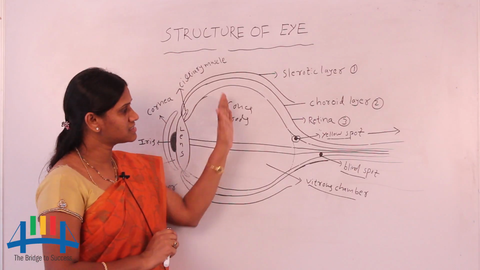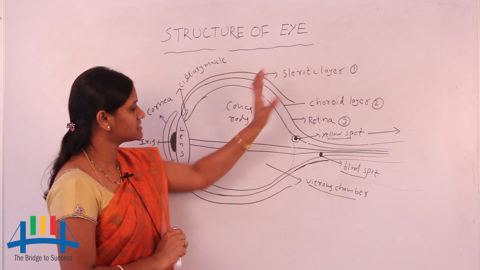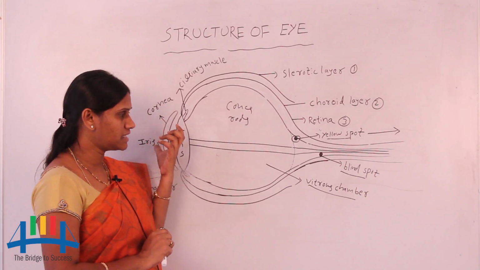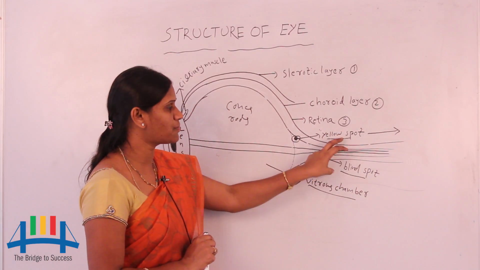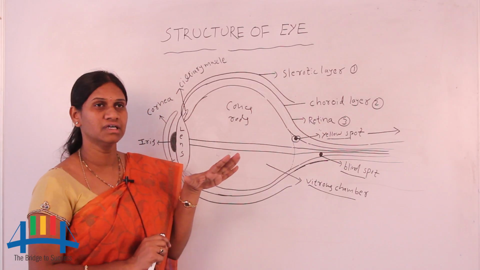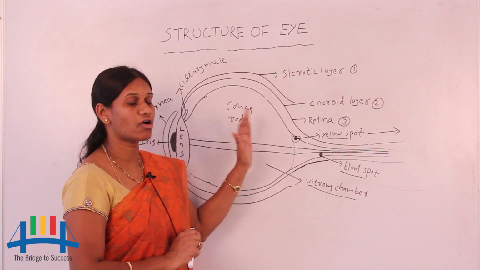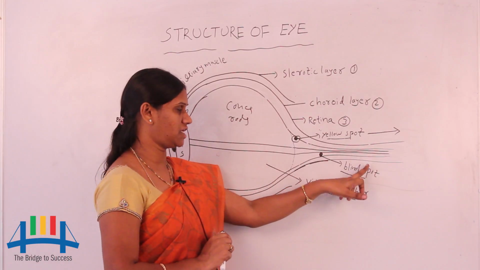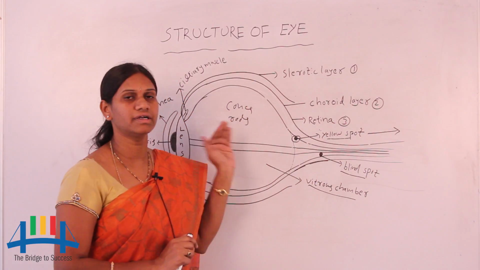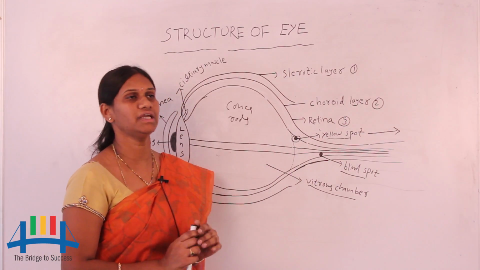So friends, this is the internal structure: three layers, two chambers, three main important internal parts, and the blind spot and yellow spot for passing the information. There is only one nerve, a sensory nerve, called the optic nerve. The information is passed from the eye to the brain. These are all the important internal parts of the eye.